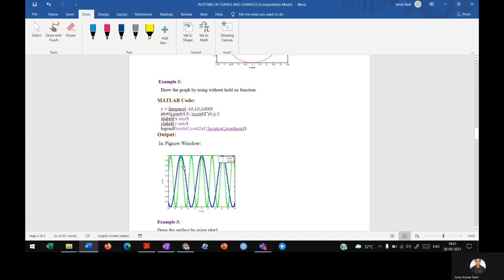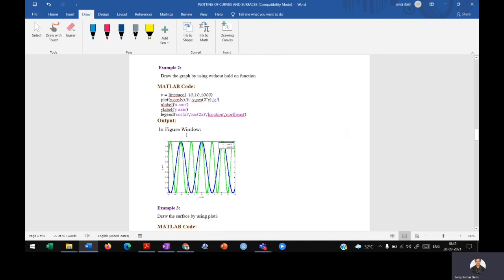We will get this curve. See, both came correct. Here we plotted both the curves for the given values of y without using hold on, but it will plot in the same figure.